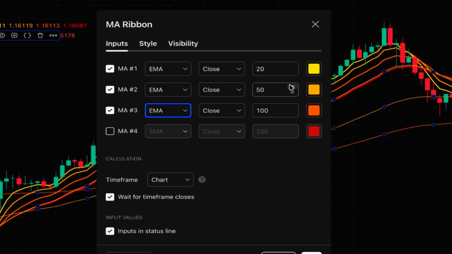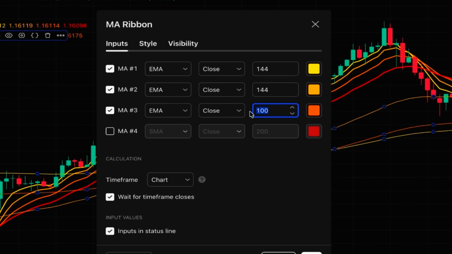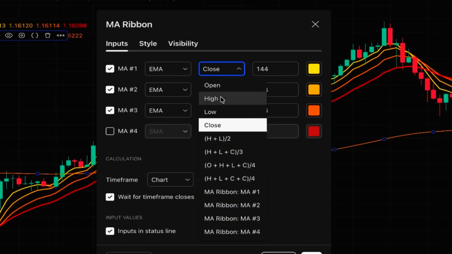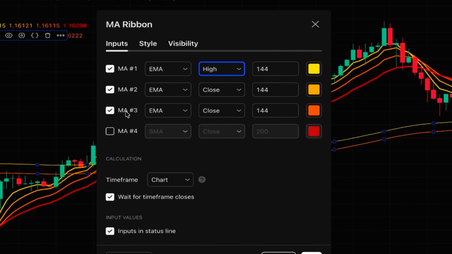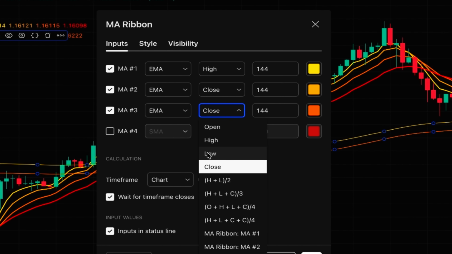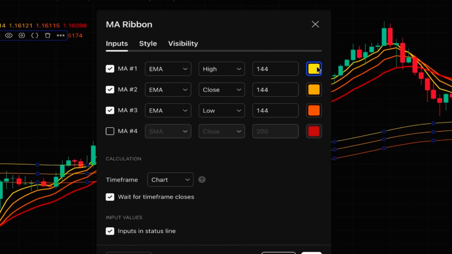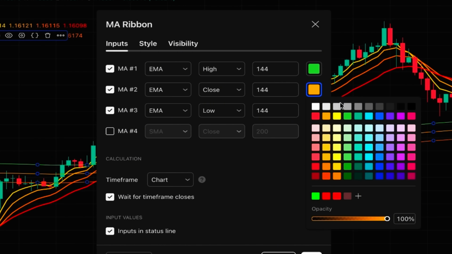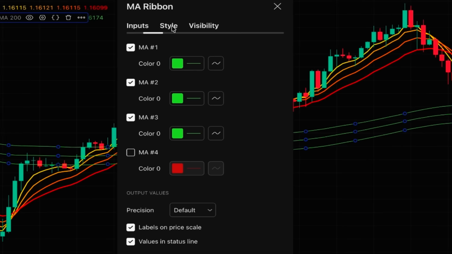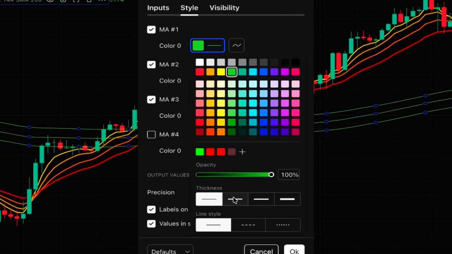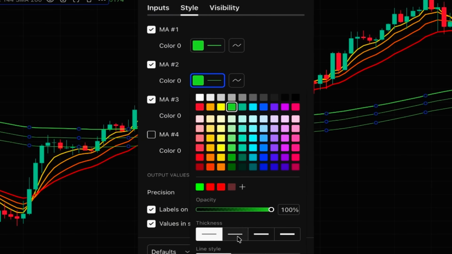And then for the length, again we use a Fibonacci number, but this time 3 of the moving averages will have the same length. So here for the first EMA we set the length at 144, for the second one also 144, and for the third EMA also 144. For the first EMA, the source of calculation should be set at high. For the second EMA, it should be close. And for the third EMA, the source of calculation should be set at low. Then we need to change their colors and we set the color to green for them. And finally we go to the style tab and we increase the thickness of the lines so they will be better visible on our price chart.